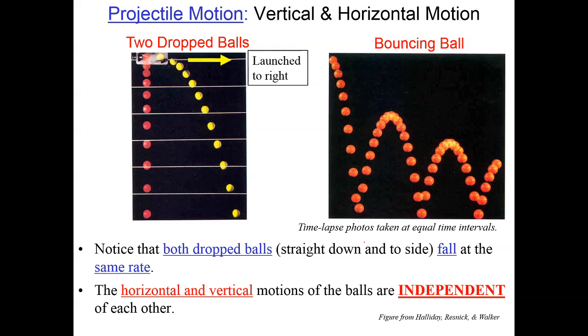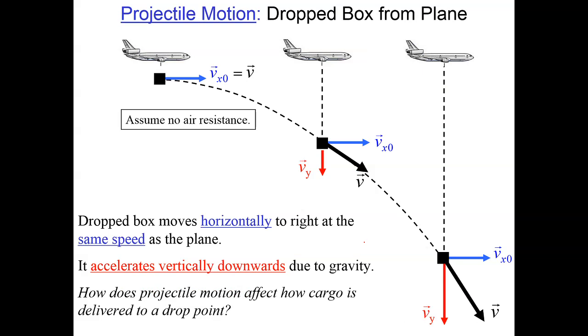You can also see that the yellow ball is moving to the right with constant velocity. Another way of saying that is gravity doesn't care that the ball is moving to the right. Gravity accelerates everything by 10 meters per second squared, straight down, and that means gravity only cares about that motion in the y direction.